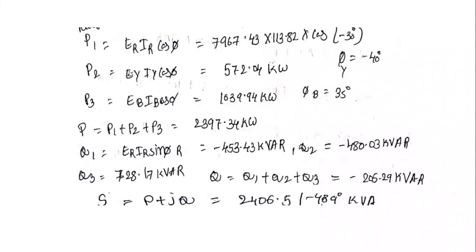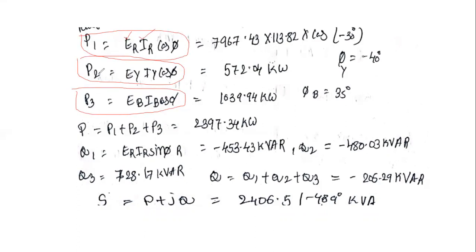Next, we calculate the real and reactive powers. What is the formula for real power? We have three phases, so we calculate the real power at R phase, Y phase and B phase. First, PR is equal to ER into IR into cos phi. In the previous slides, we already calculated the voltage across the R phase and the current flowing through the R phase, and the power factor is given.